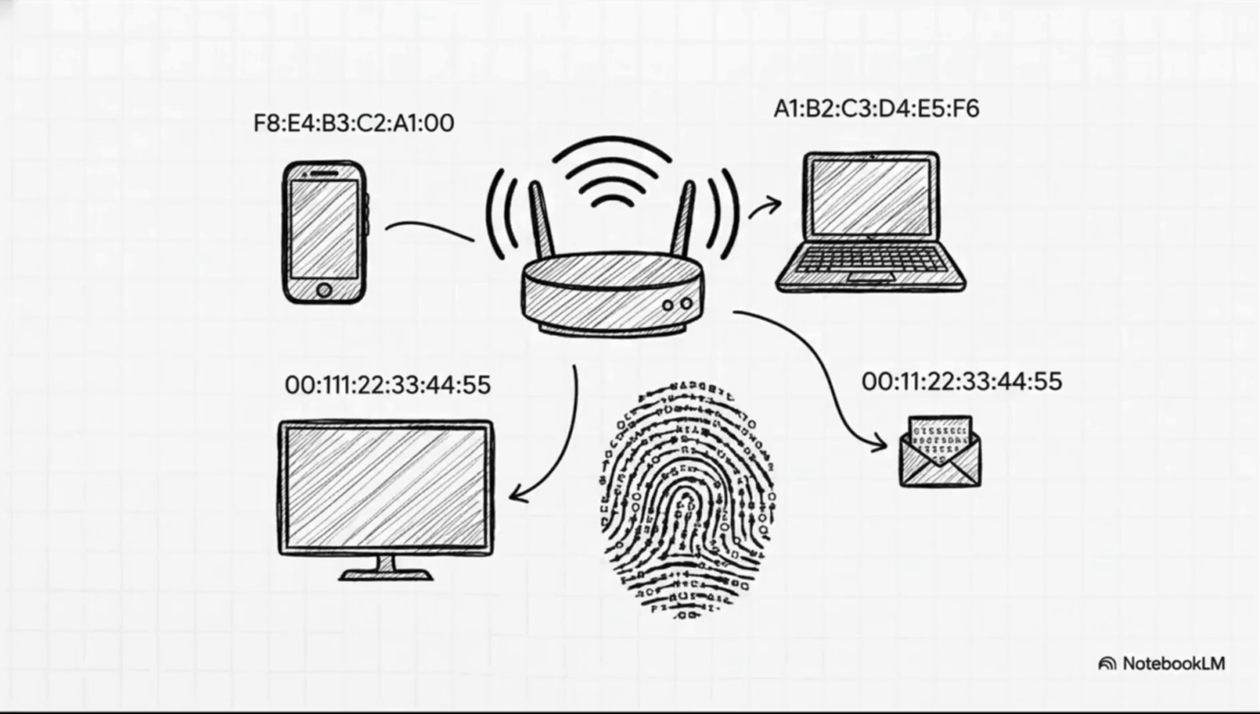Next, we've got MAC addresses. Every single device that can connect to a network, your phone, your laptop, your smart TV, you name it, has a unique hardware ID called a MAC address, and it's written in hexadecimal. It's basically like a permanent fingerprint for your device on a network. It's how your Wi-Fi router knows exactly where to send that cat video.